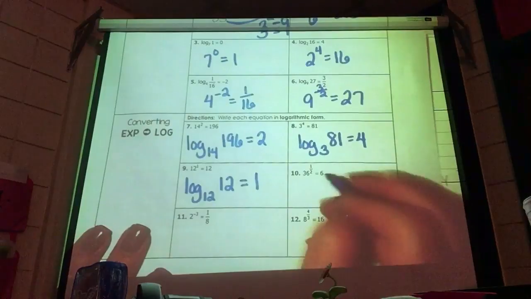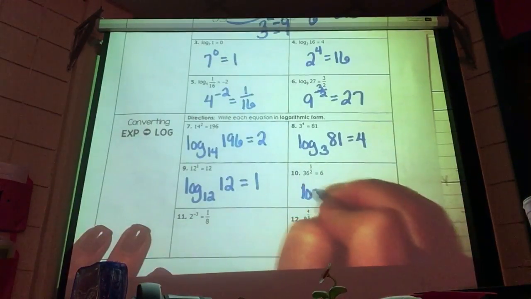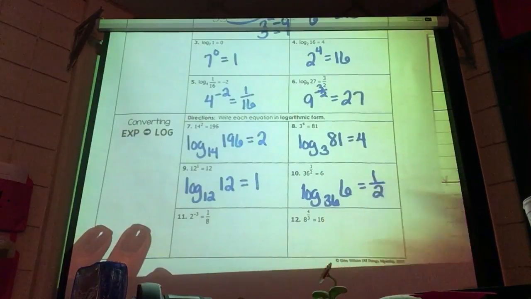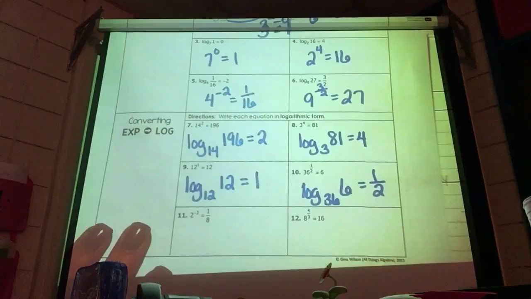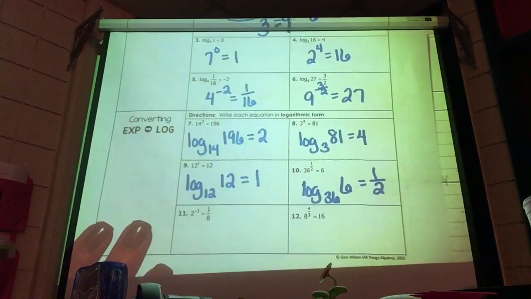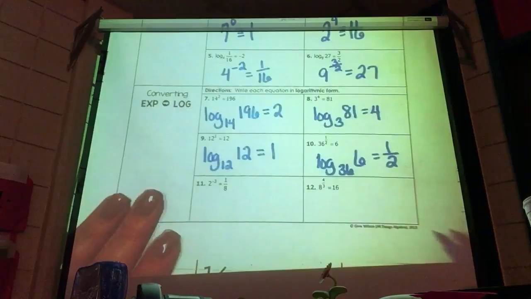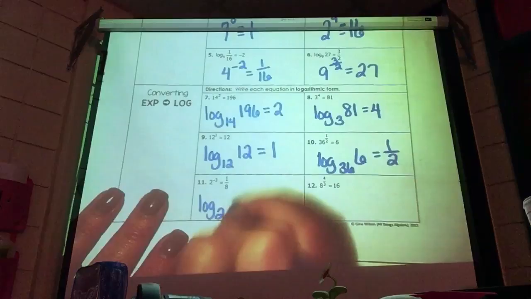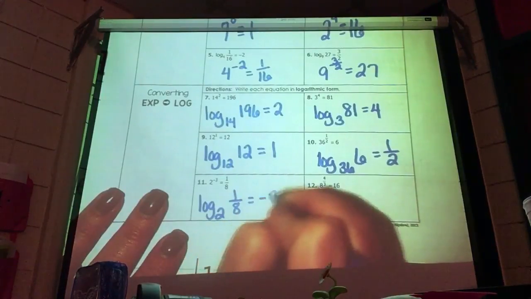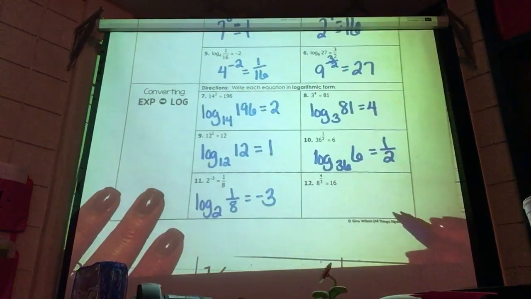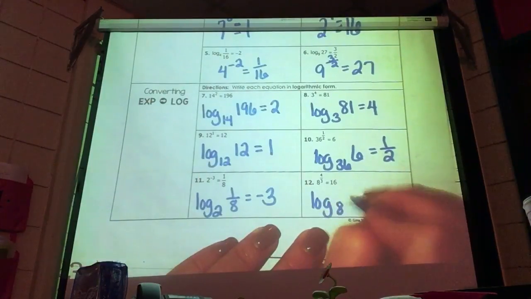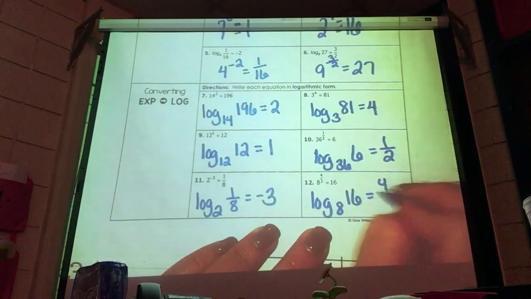All right. Number 10, I have log base 36 of 6 is equal to 1/2. Number 11, I have log base 2 of 1 over 8 is equal to -3. And the last one, log base 8 of 16 is equal to 4 over 3.